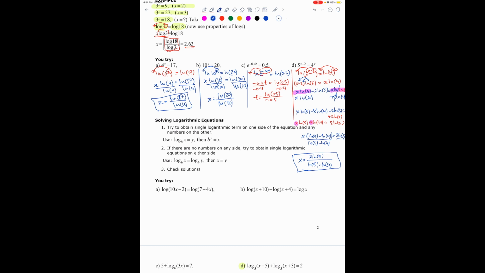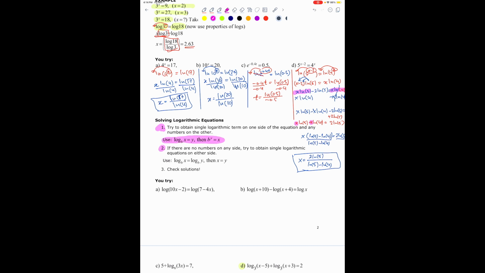So when we solve logarithmic equations, here are the steps that we need to follow. The first step is to try to obtain a single logarithm term on one side of the equation and any numbers on the other side of the equation. And then we're going to change from logarithmic form to an exponential form to solve.